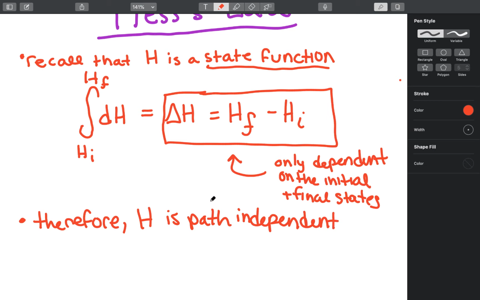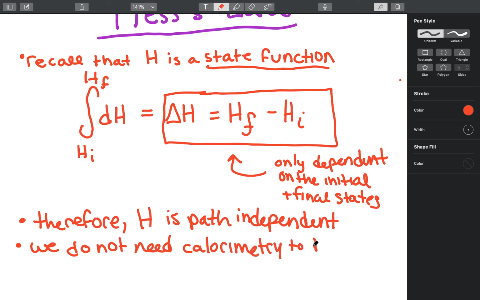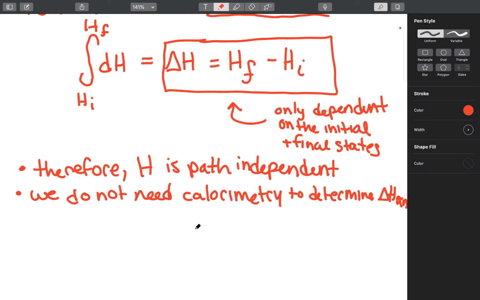Now, because enthalpy is a state function, we do not need calorimetry to determine the heat of reaction. So that's heat of reaction. So we do not need calorimetry in order to determine the heat of reaction.